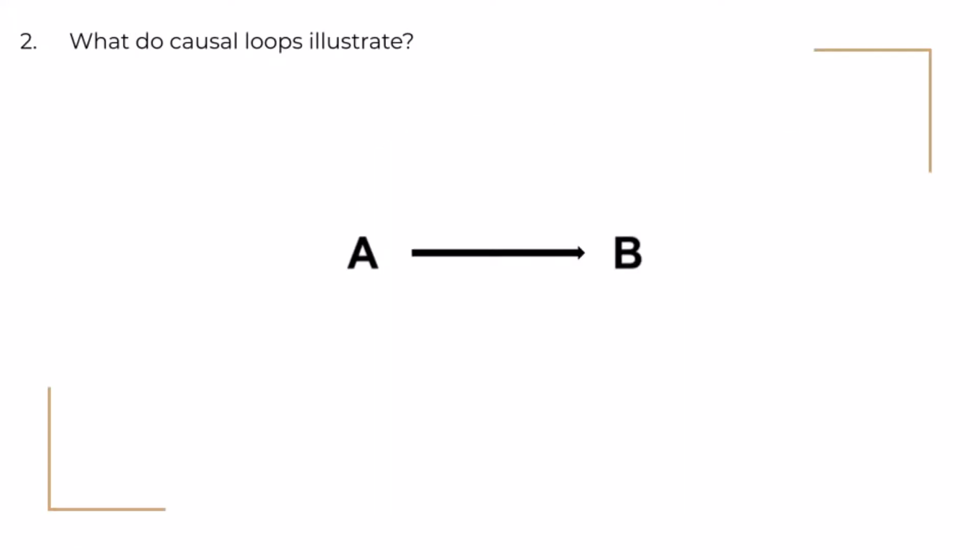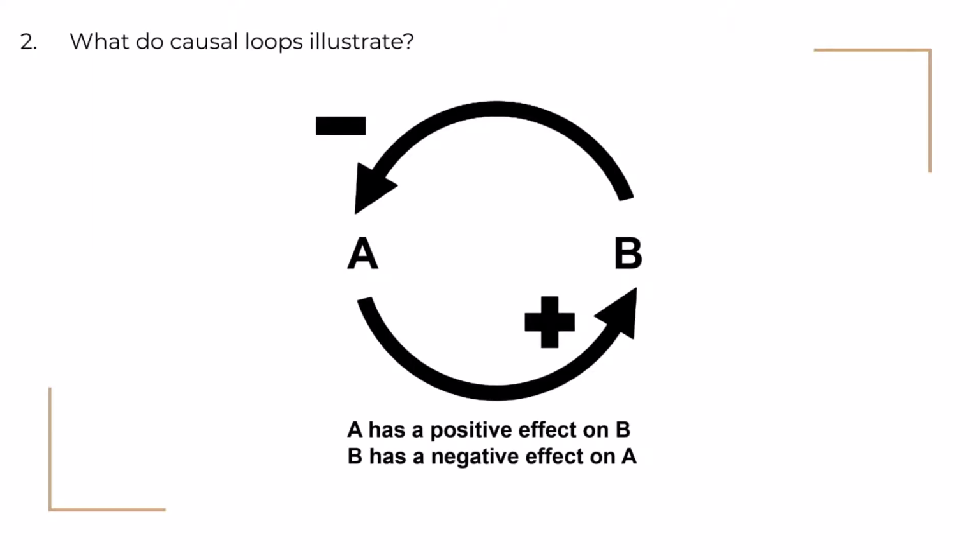The question is then, what does a causal loop illustrate? Usually, causal relations are described in a linear way, as in A has an effect on B, and that's the end of the story. A causal loop illustrates that the story continues. This means that B will have an effect on A, which in turn has an effect on B again, creating a loop of cause and effect.